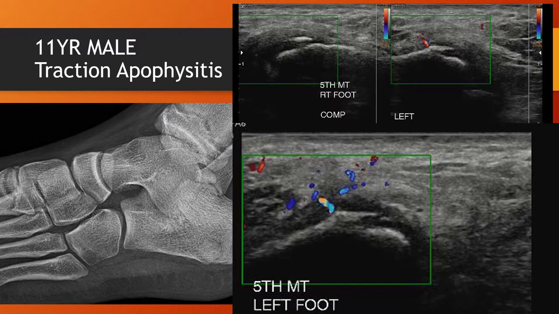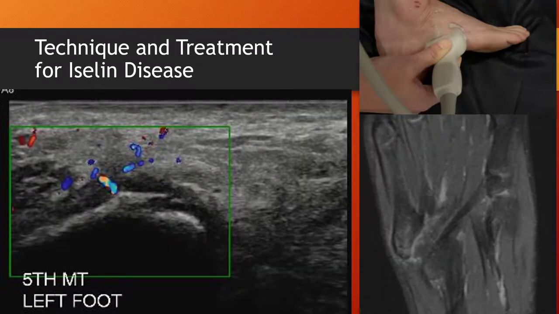With this particular young man, he had pain that was brought on or got worse with, again, soccer. The proposed cause for Iselin's disease is repetitive traction or microtrauma on a growth plate. So it's much like the condition called Osgood-Schlatter's in the knee, if you're familiar with that.